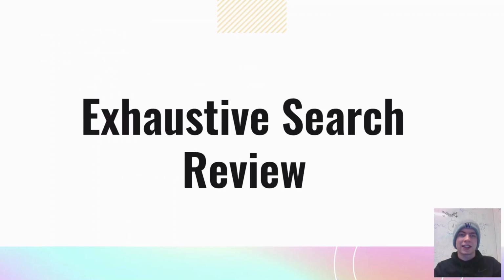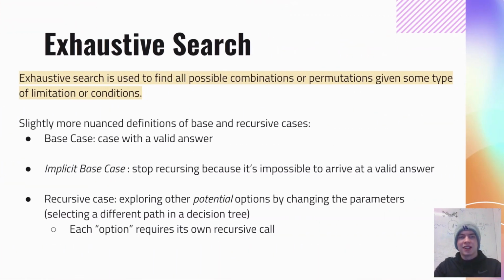Let's hop into the second recursion review. So this video will be reviewing exhaustive search. As a refresher, exhaustive search is used to find all possible combinations or permutations given some type of limitation or condition. So exhaustive search uses a slightly more nuanced definition of base and recursive cases.